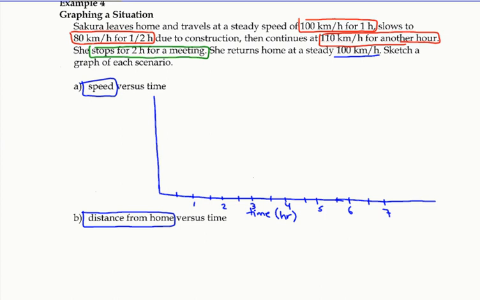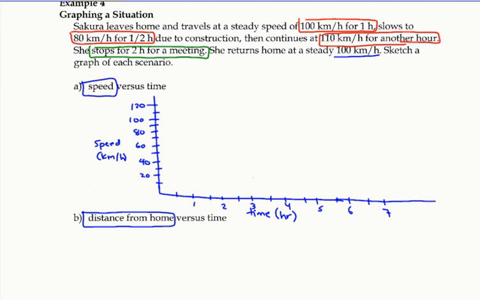What's the fastest speed she gets to? 110. So let's make 11 ticks. Our speed is our vertical axis in kilometers per hour. And we want to go all the way up to 110. So you can go 20, 40, 60, 80, 100, 120. Because we're graphing speed versus time.